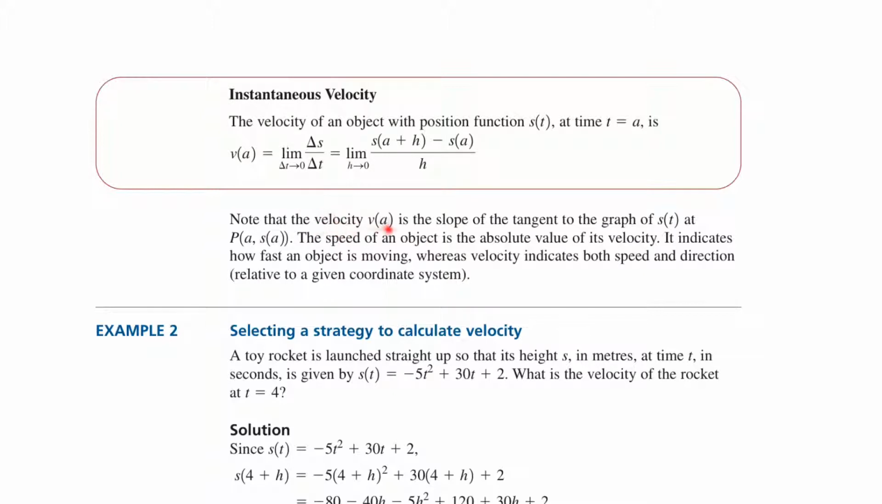Note that the velocity v(a) is the slope of the tangent line to the graph of s(t) at the point (a, s(a)). The speed of an object is the absolute value of its velocity. It indicates how fast an object is moving, whereas the velocity indicates both speed and direction relative to a given coordinate system.